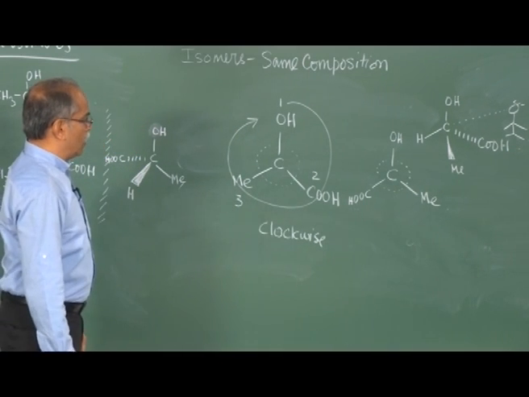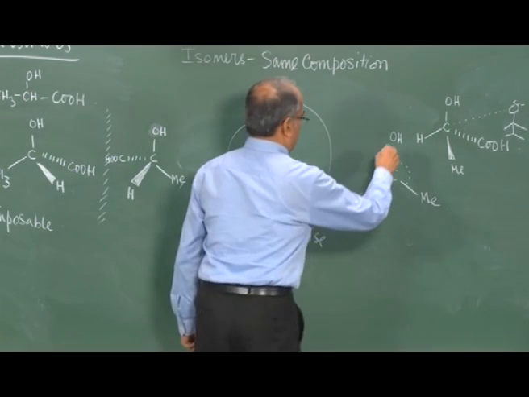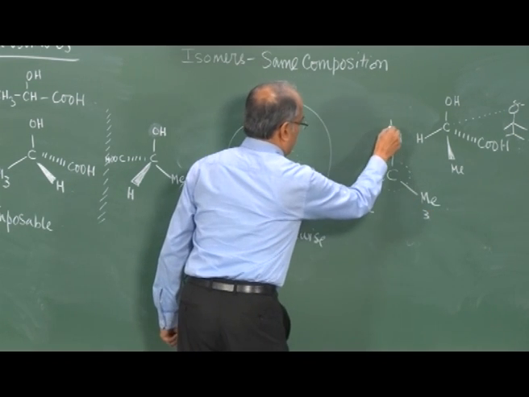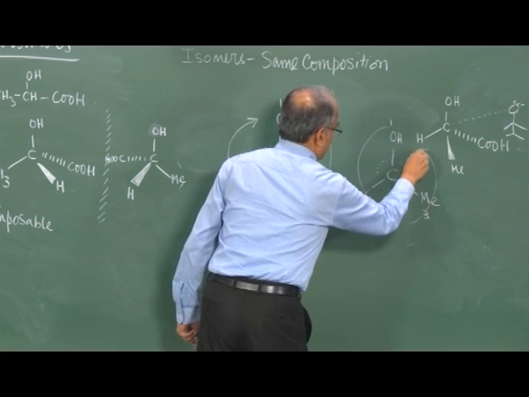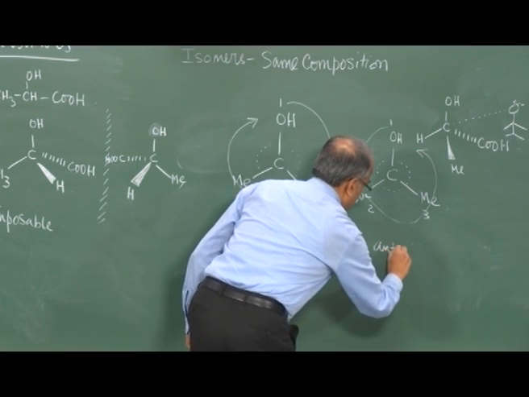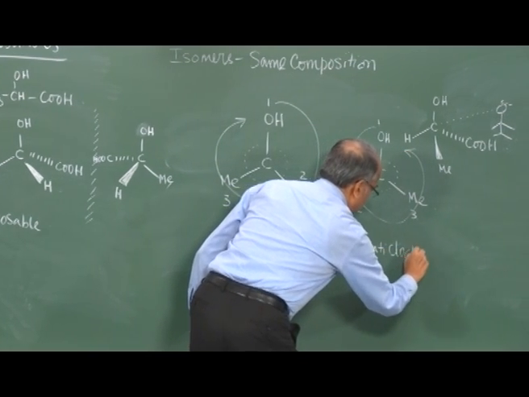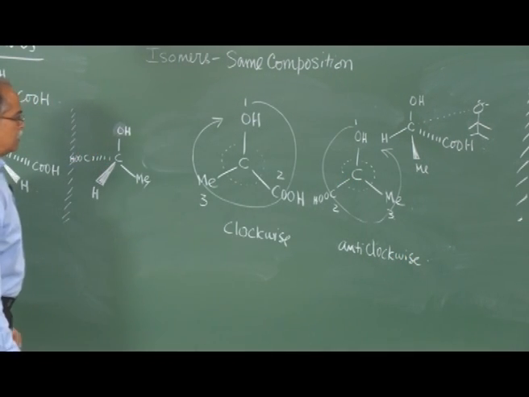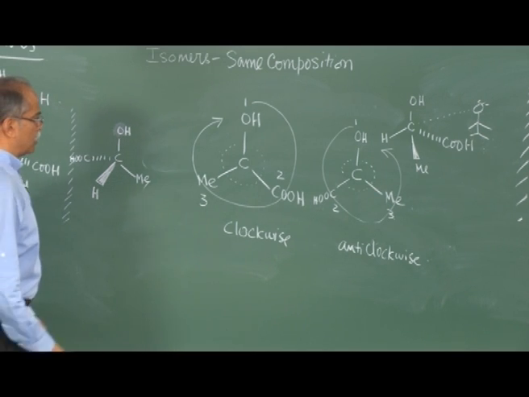If you look at the same molecule, in the same sequence you take hydroxy, carboxy and the methyl group, it appears in the anti-clockwise manner. And this is one of the reasons the 2 structures are non-superimposable.